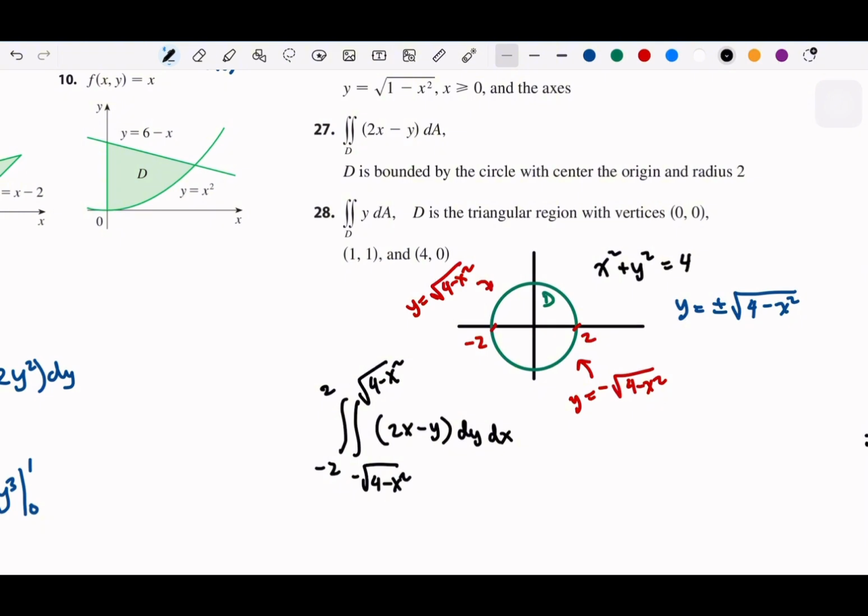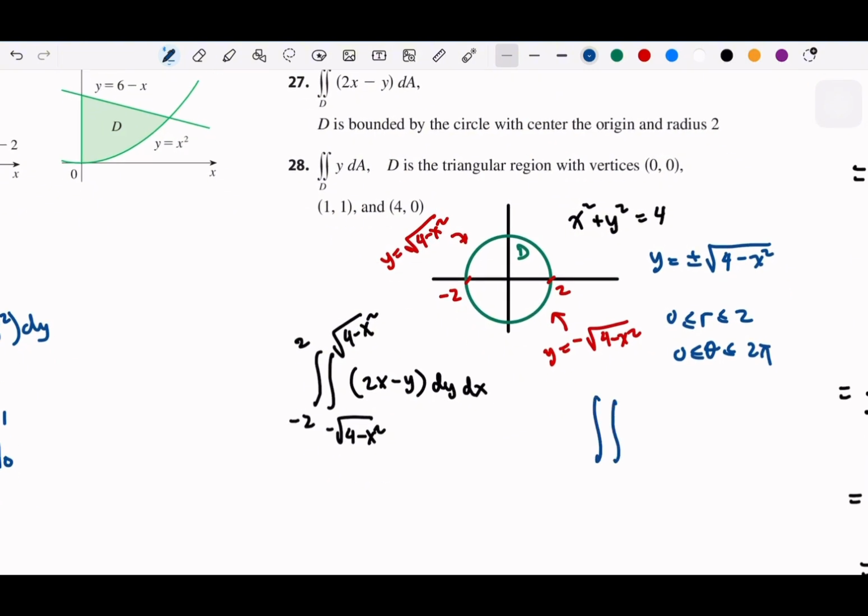I think you could try to solve it, but another approach is to just take the polar. So taking the polar means that we have radius from 0 to 2, and theta will be a full circle, so we can transform this into 0 to pi. This will be 2r cosine theta minus r sine theta, and this will be r dr d theta.